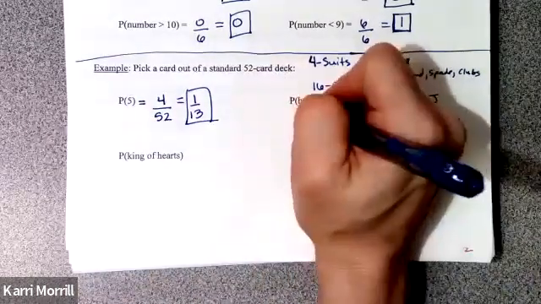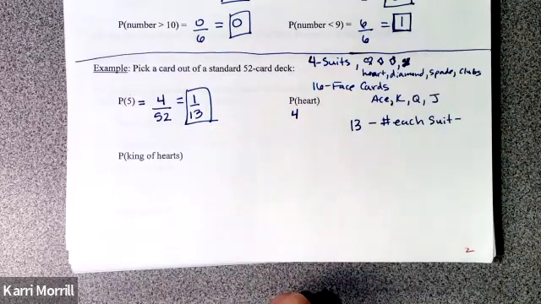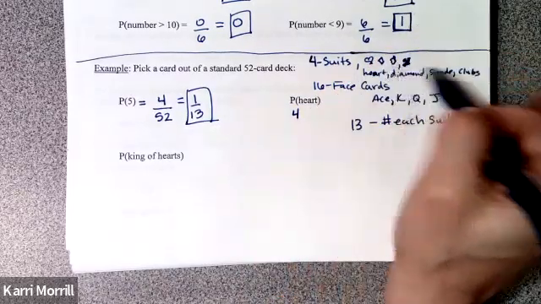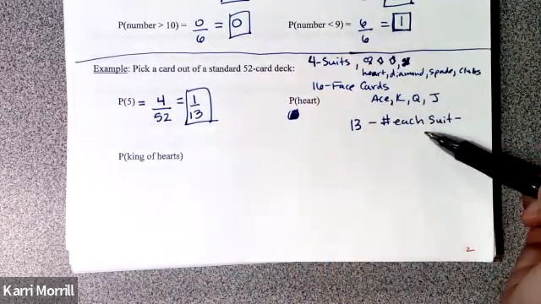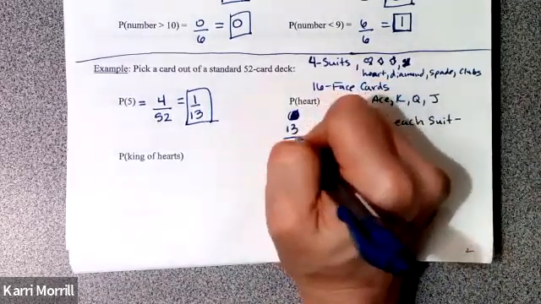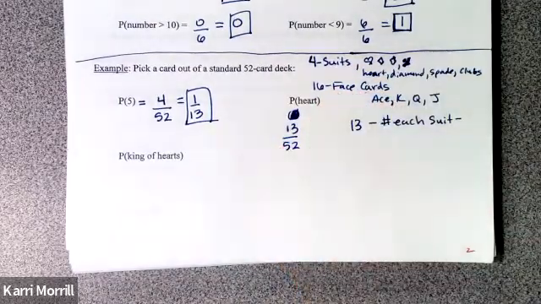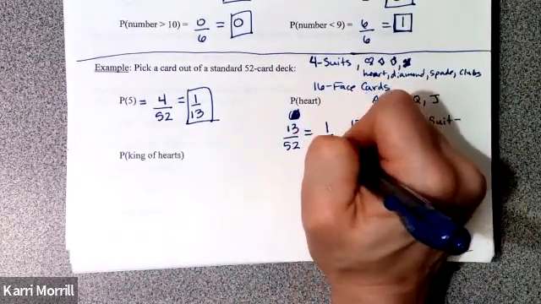The probability of getting a heart, we know there are not 4, I was going to say suits. There are 13 total cards in each suit. So there are 13 hearts. So 13 out of 52 are hearts, and you could reduce that number to 1 over 4.